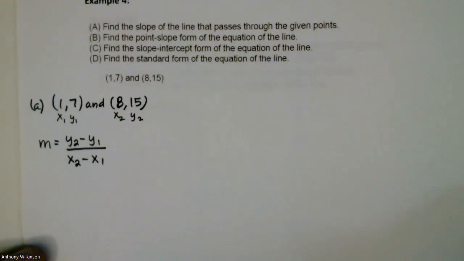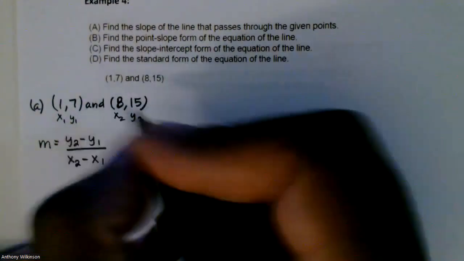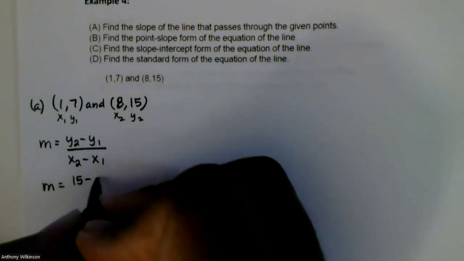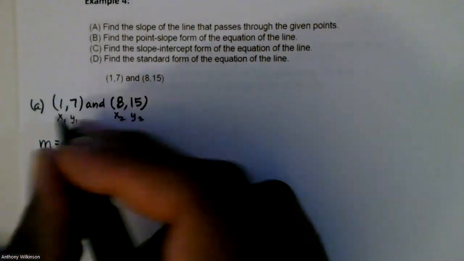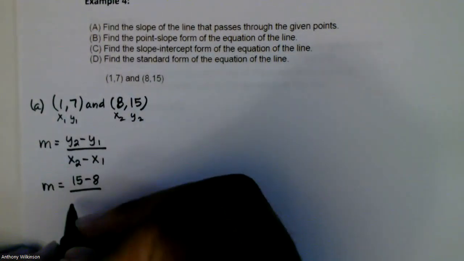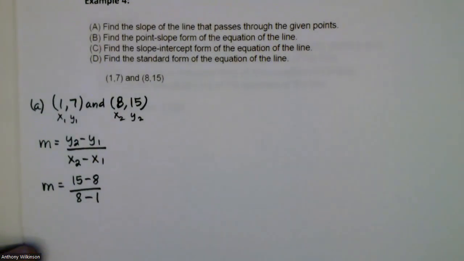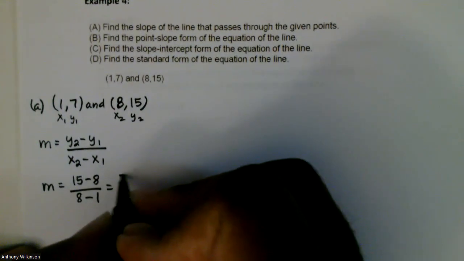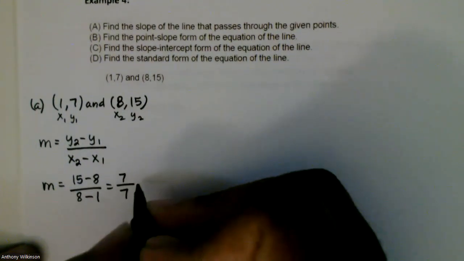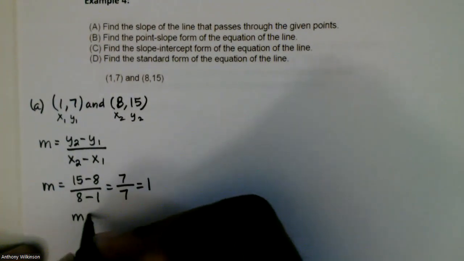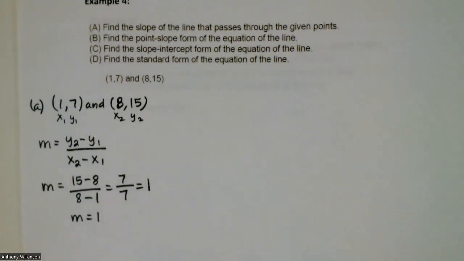And then we just substitute. y2 minus y1, that's 15 minus 8, divided by x2 minus x1, 8 minus 1. So if I do 15 minus 8, that will be 7. Divided by 8 minus 1, that will be 7. 7 divided by 7 will be 1. So the slope of that line going through those 2 points will be 1. So that's part A that I just answered.